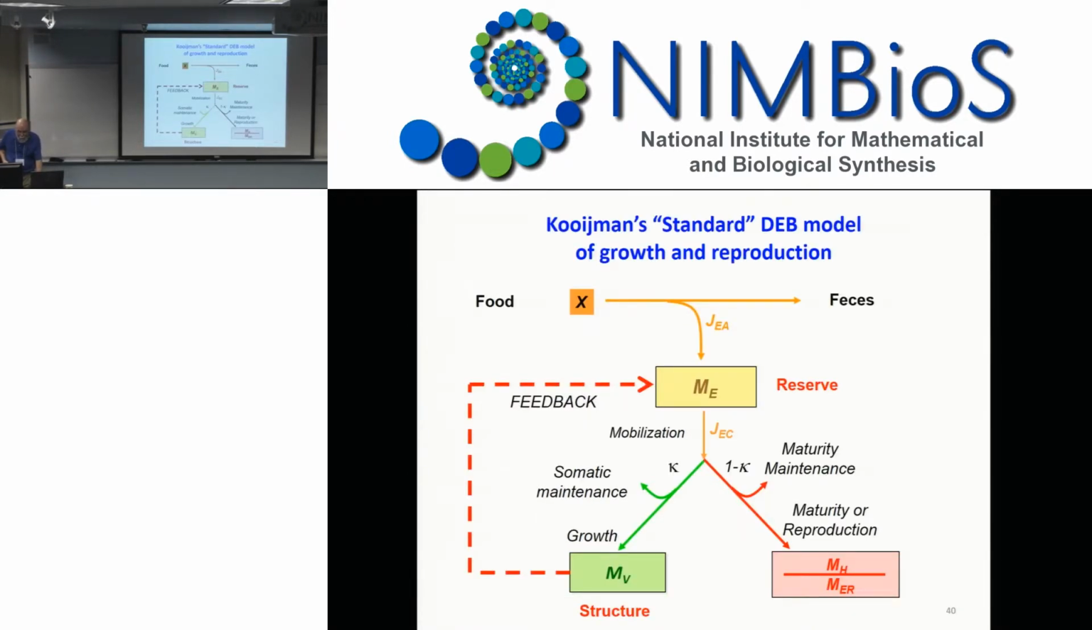Let me remind you what the model looked like. We had these components: reserve, structure, reproduction, and so on, and X for food.